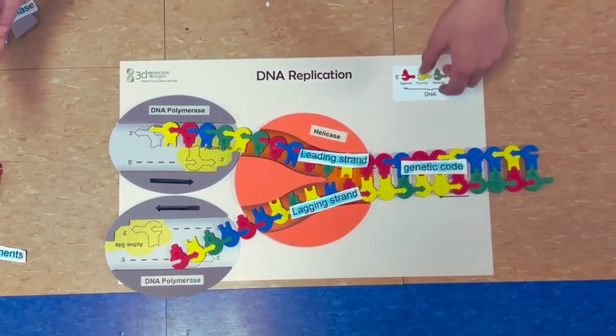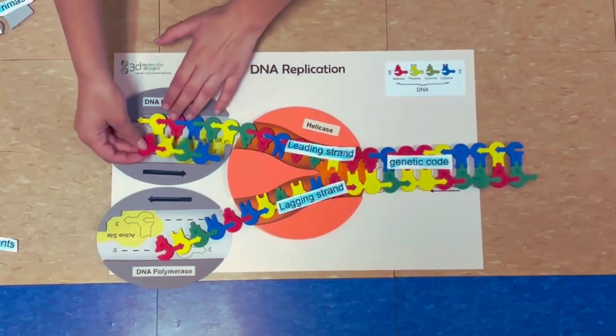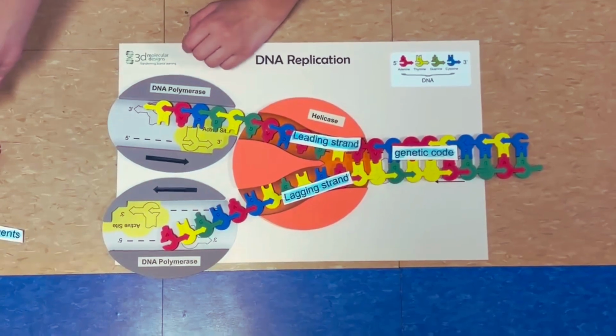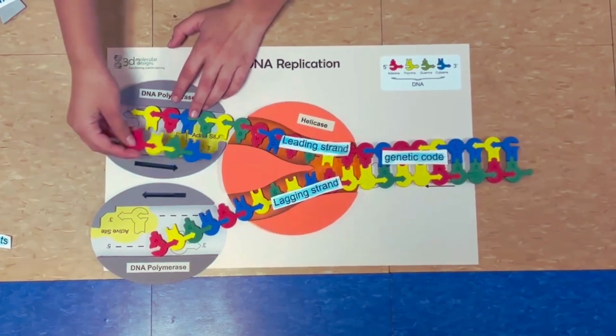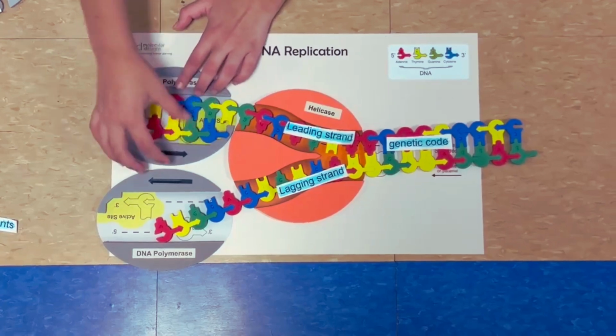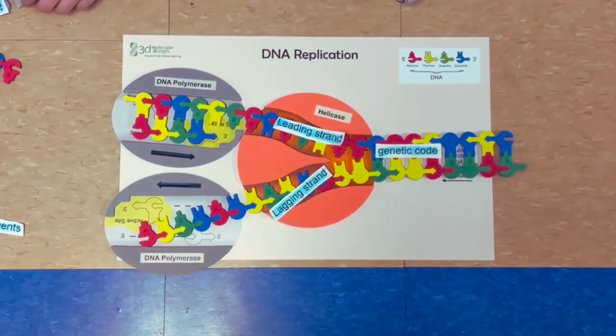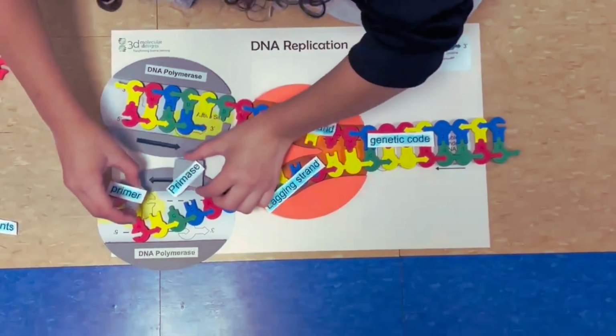The helicase enzyme is going to unzip the DNA code. On one side, we have the leading strand. This will be built by the polymerase enzyme consecutively. As it is being unzipped, the polymerase is building a complementary base strand. On the other side, we have the lagging strand. This has to be built discontinuously.